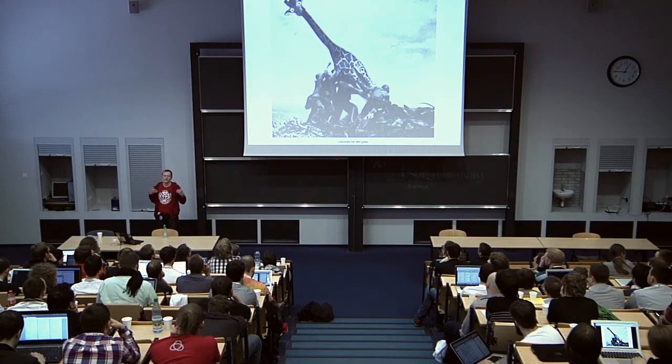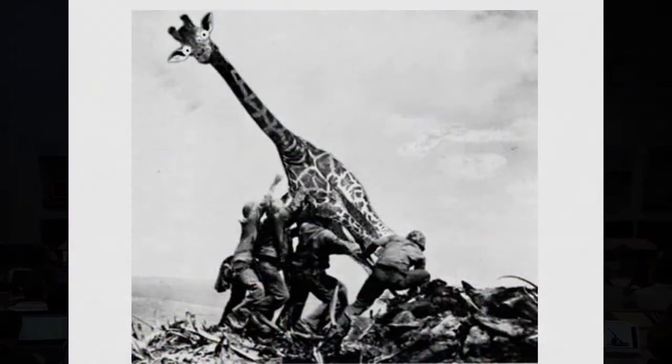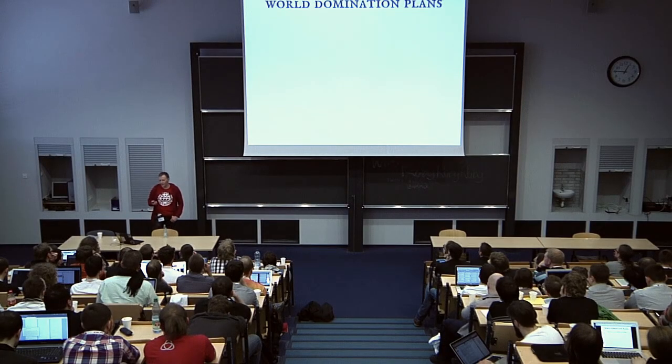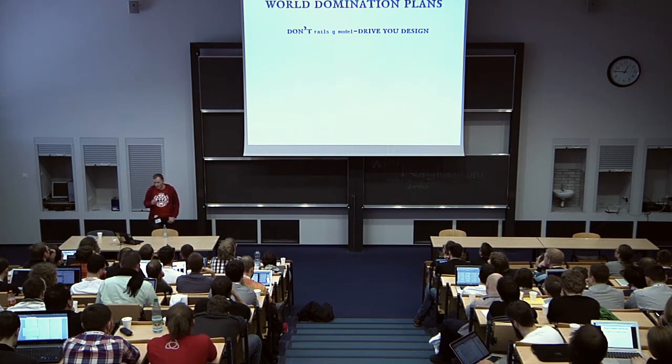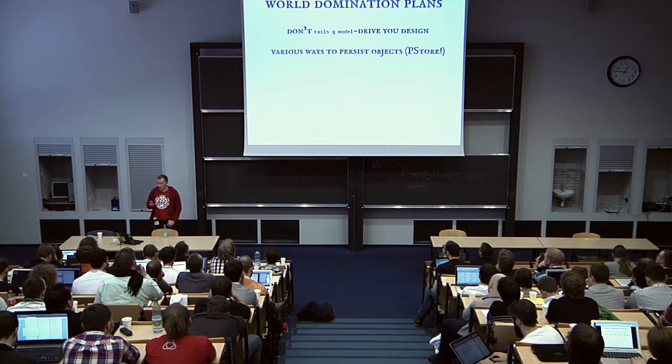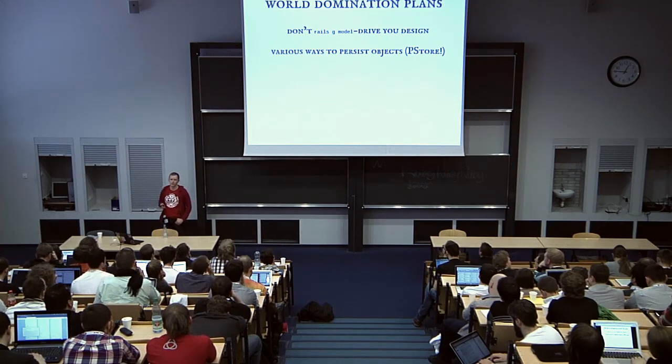So these are all things that I personally find very interesting and funny, and a different way of doing stuff that we are used to. And I don't know, you should just play with it. And the idea that I wanted to show is that maybe you shouldn't drive your design with Rails generate model. Maybe you should check out various ways to persist objects. Maybe you should try PStore for your small pet project. Learn about your persistence layer's features.